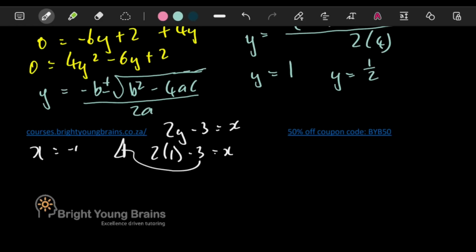X here is going to be equal to negative 1. And then for the other one, if you put a half over there, this is 1 minus 3, which is negative 2.